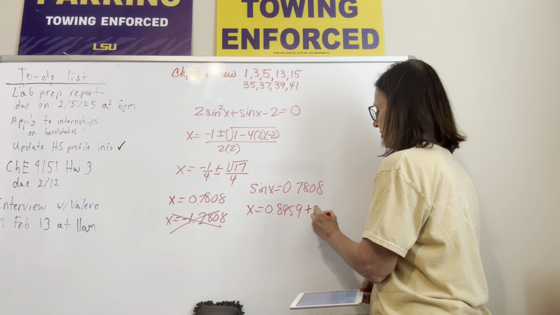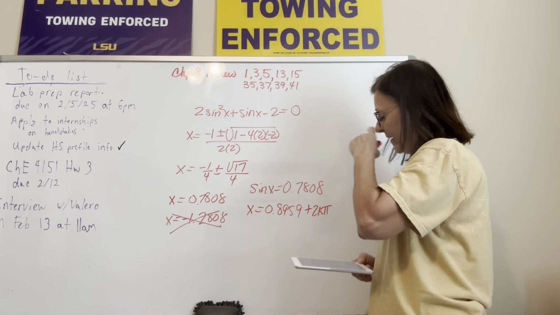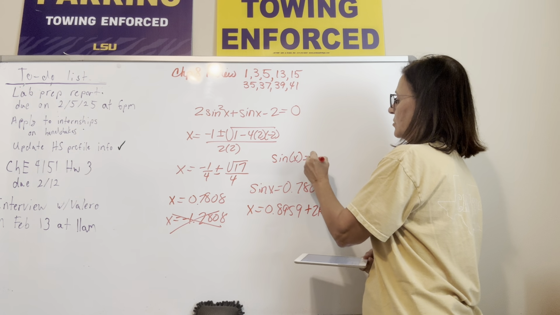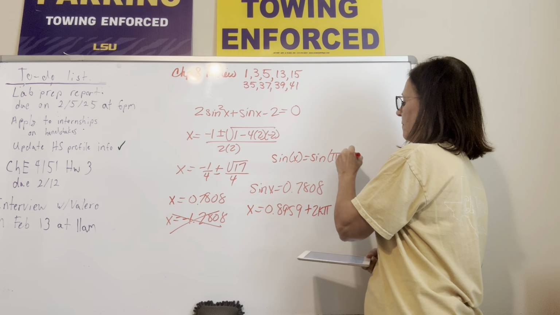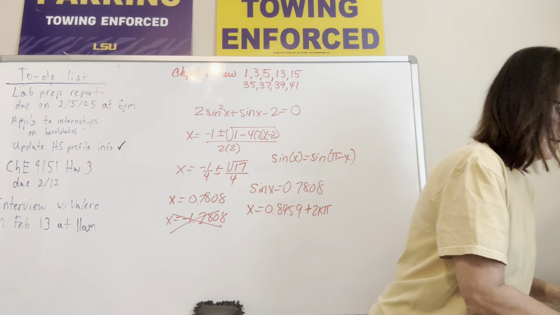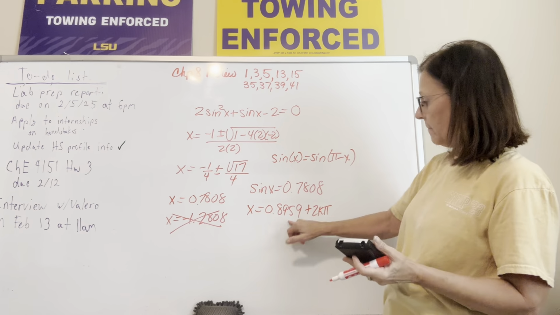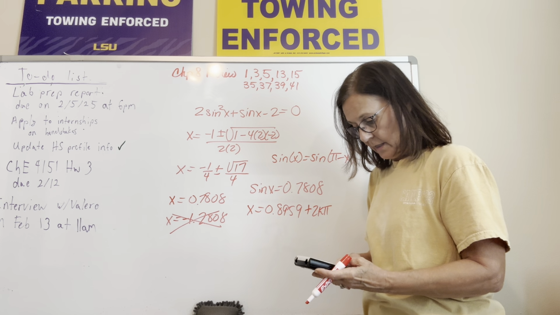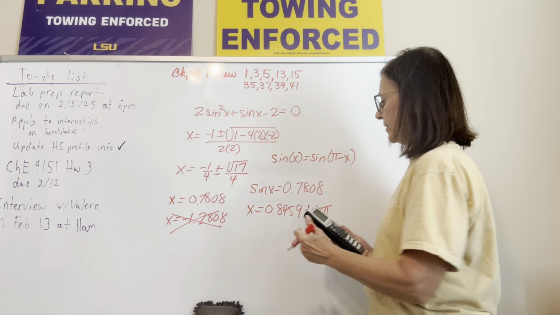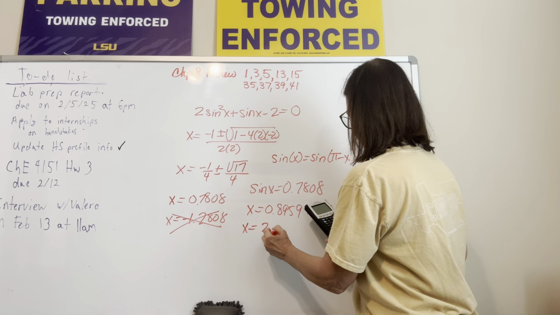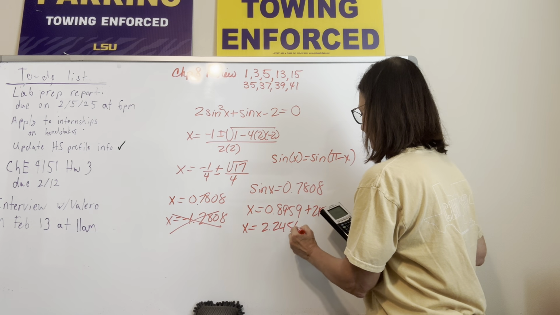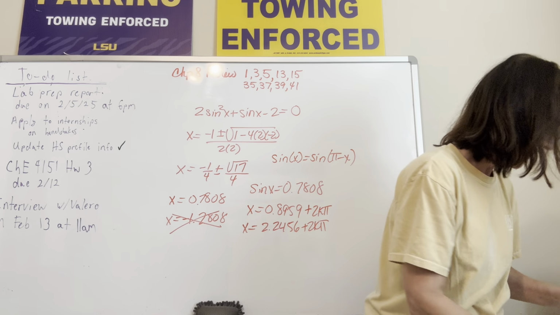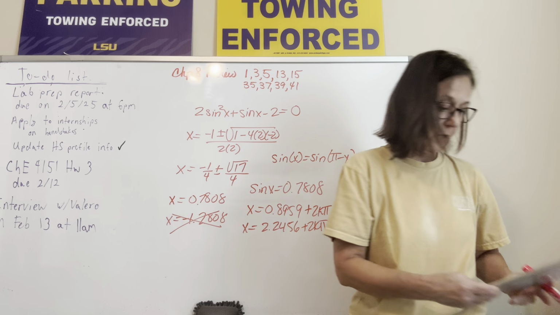And I bet they give you one more because you have to remember it's plus 2k pi, because the sine of x also equals the sine of pi minus x. So if I do pi minus that answer, I get 2.24. So x equals 2.2456 plus 2k pi. All right, that was 37.